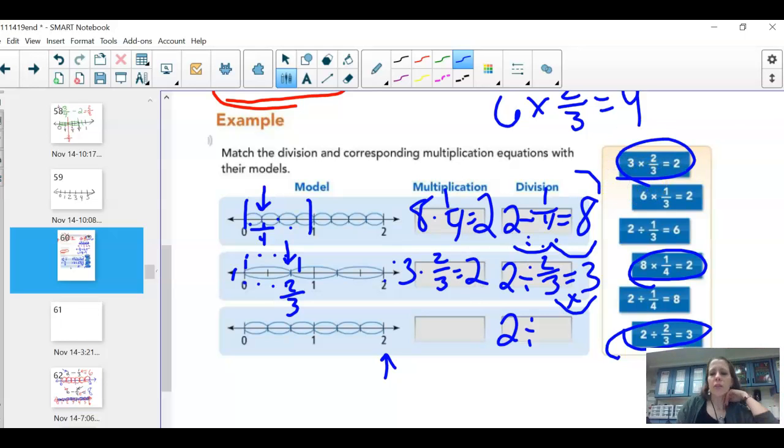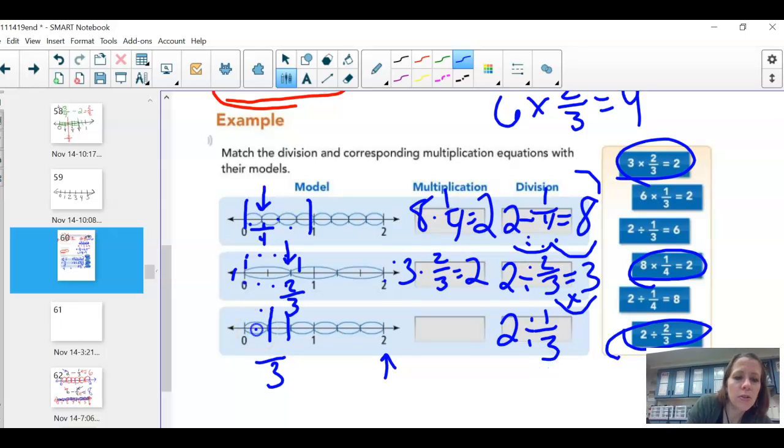¿Ok? Y entonces, ¿puedes tratar esto, por favor? Y yo sé que tú puedes buscar, hay solamente un más, ¿ok? 2, entre, hay 3 partes entre 0 y 1. There are 3 parts. And I only have 1 part, so it'll be 2 and 1/3.